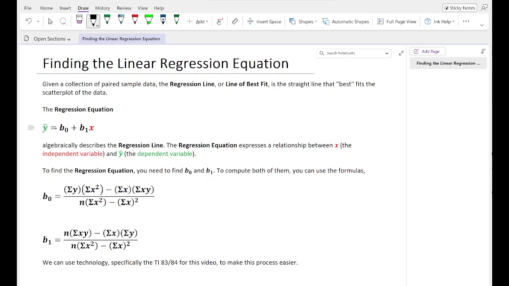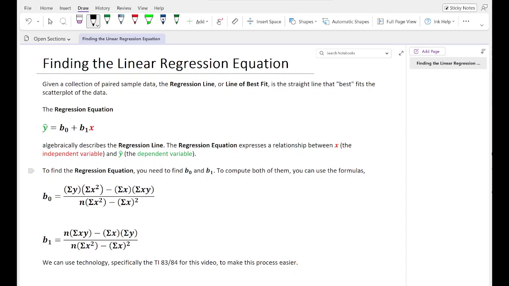Y hat equals b sub naught plus b sub 1x. If you want to think of this as just y equals mx plus b, that's fine as well, but this is the technical terminology they use. This algebraically describes the regression line. The regression equation expresses the relationship between x, the independent variable, and y hat, the dependent variable.